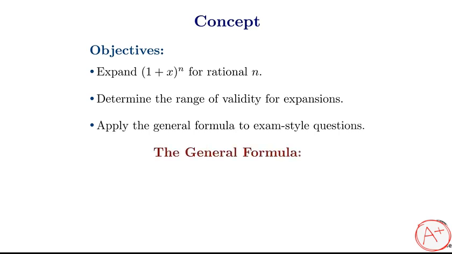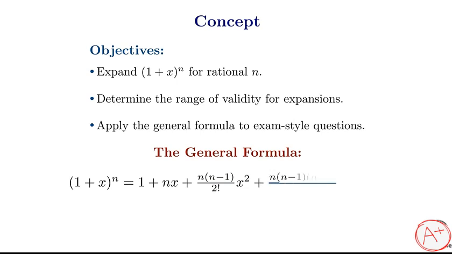The general formula is as follows: (1 + x)^n = 1 + nx + n(n - 1)/2! x² + n(n - 1)(n - 2)/3! x³, and so on.